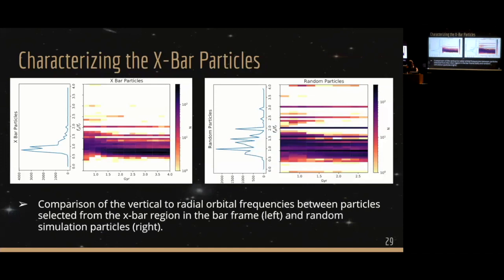Quickly compare this now to if you just randomly select particles over the whole simulation. You see the frequency population is definitely different. So X-bar selection is working and grabbing particles that are different than the overall population. But we haven't quantified this in a way that is super meaningful yet. What you're seeing below 1 gigayear is bar formation. As I mentioned, that was around 0.8 gigayears. You can see the frequency wash that happens there, and then it settles down. So that is interesting to look at.